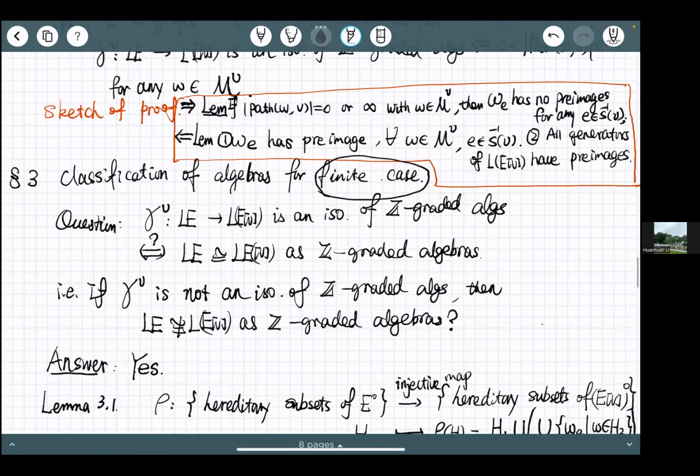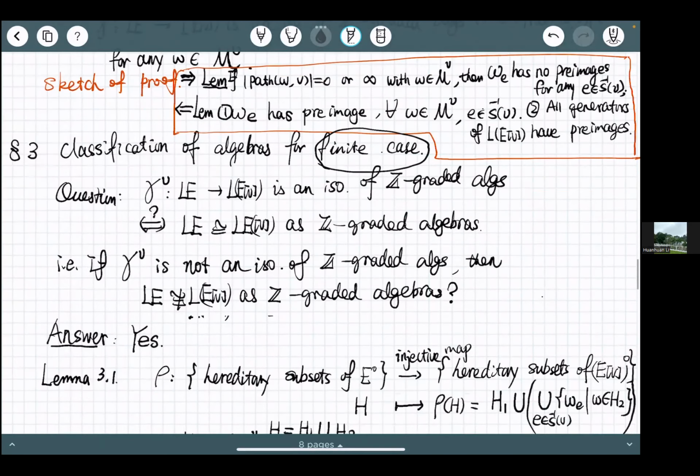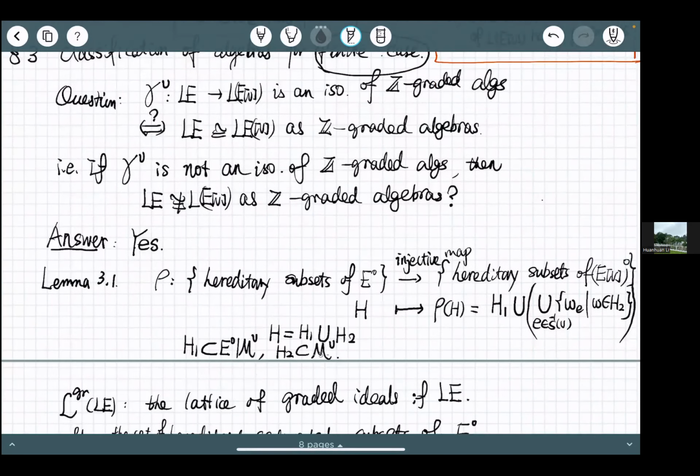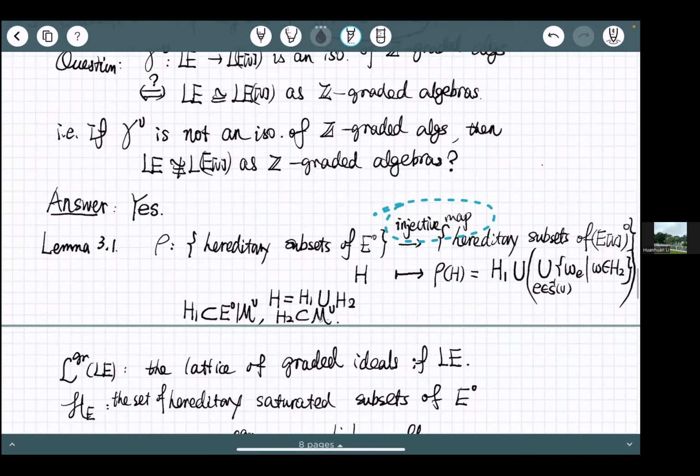In order to prove that, we look at hereditary saturated subsets. So we have a lemma for hereditary subsets. We have a map from the hereditary subsets of E0 to the hereditary subsets of EV0, and we can prove this is an injective map. The map is defined in this way.